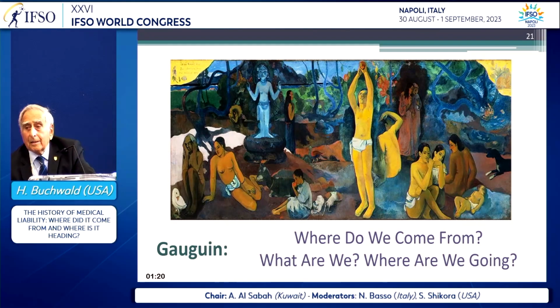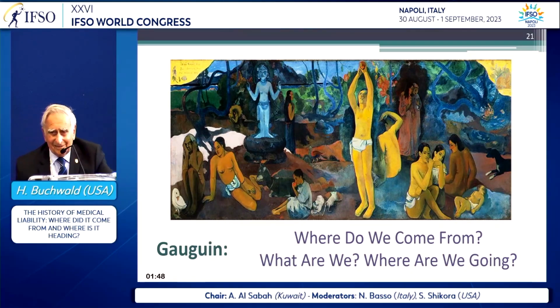Paul Gauguin, in his last great painting, in the islands in his little hut before he died, painted this beautiful picture on the wall, and he labeled it, "Where do we come from?" And I've tried to show you that. What are we? And I've tried to show you that. And where are we going? I have no idea. Thank you so much.